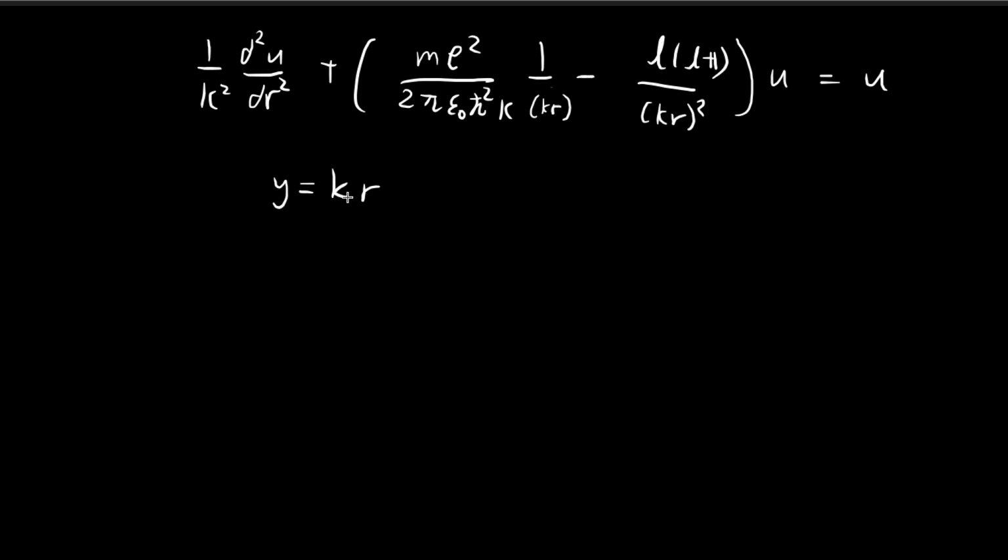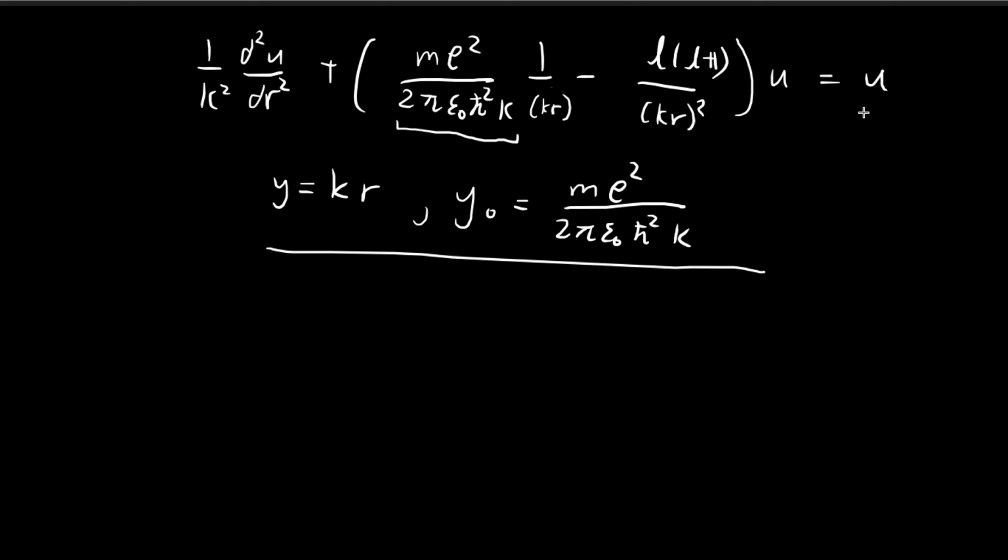I define y to be equal to kr. In the book, Griffiths uses the Greek letter rho to represent kr, but I'm not very good at drawing Greek letters, so I prefer using y instead. I'm also going to define another term, y naught, to be equal to these terms over here. So y naught is equal to me squared divided by 2 pi epsilon h bar squared times k. With these definitions, we can further simplify this differential equation. This first term here becomes d squared u dy squared. Actually, I can explain why.